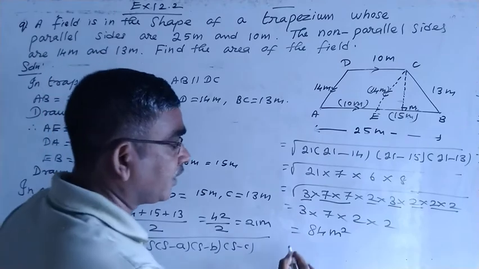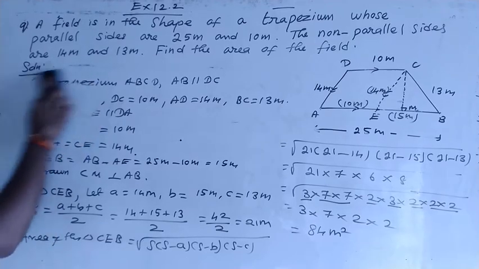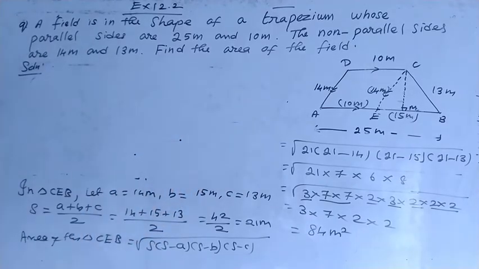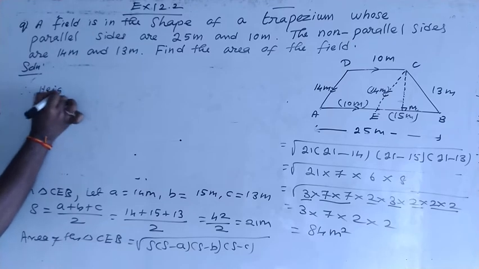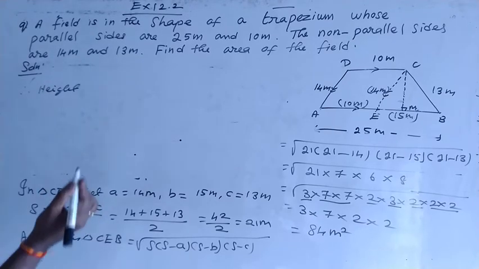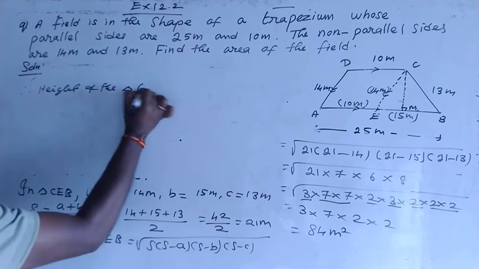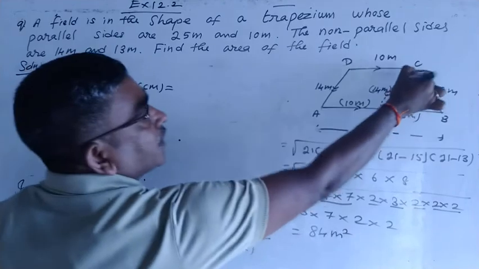Now what can you find? The height of the triangle. What is the height of the triangle? Height of the triangle is equal to 2 into area of the triangle by the base of the triangle. The formula is given to you. Height of the triangle, that is called CM. CM is the height of the triangle.